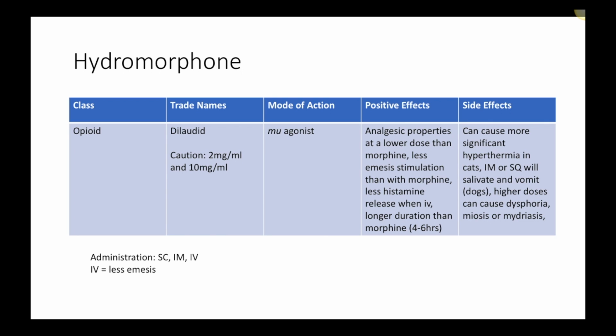Bottles look almost identical, typically just different color on their labels. So really important because you do not want to overdose an animal on hydromorphone, nor do you want to underdose them if they need it for pain. Mode of action, it's a pure mu agonist. Positive effects, we've got the analgesic properties at a lower dose than morphine. So this is a much stronger drug than morphine.